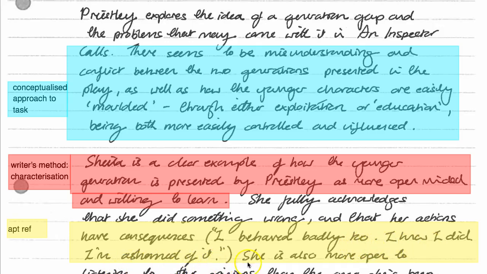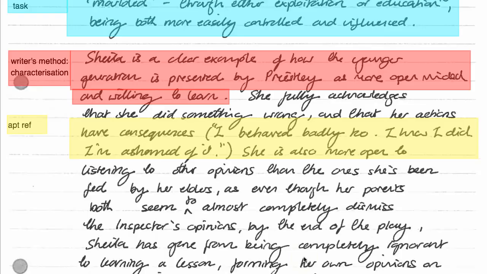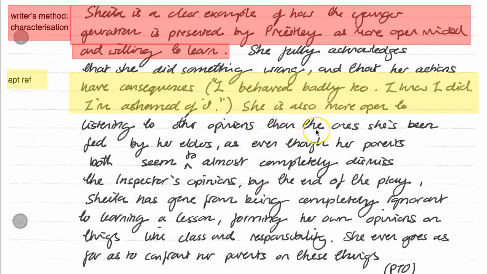I'm ashamed of it. She is also more open to listening to other opinions than one she's been fed by her elders, as even though her parents both seem to almost completely dismiss the inspector's opinions by the end of the play, Sheila has gone from being completely ignorant to learning a lesson, forming her own opinions on things like class and responsibility. Now, there's no colour around this, and this is a weak part of the answer because it doesn't have any new reference in it, and also it's not specific.